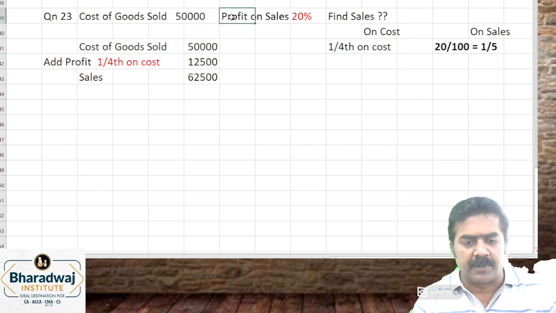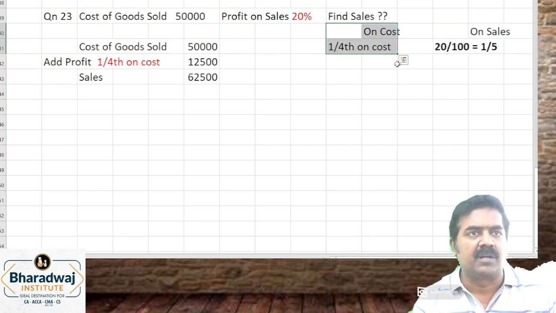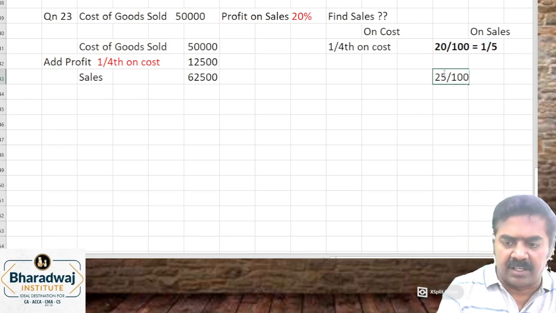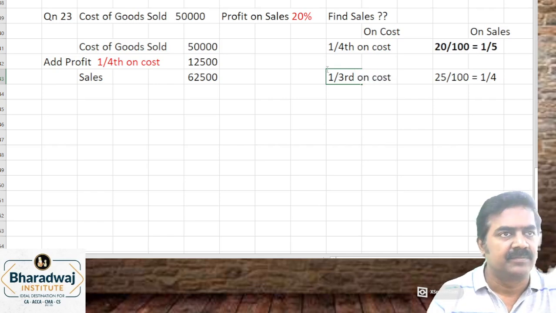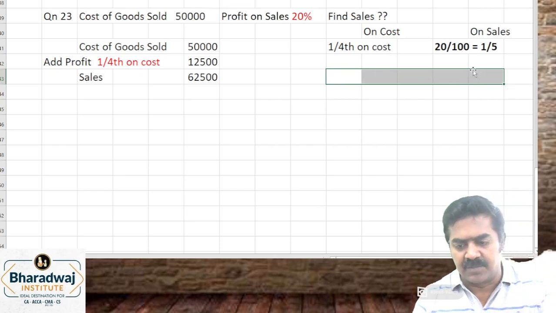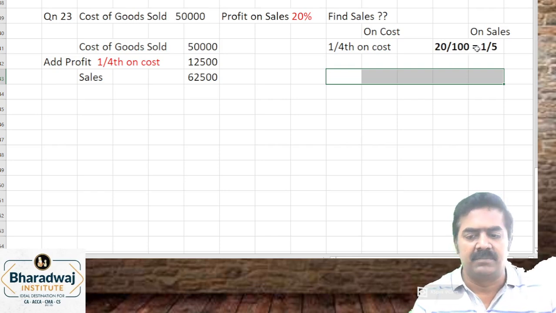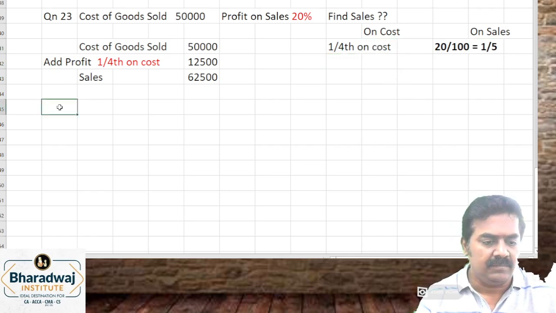Wait. Why are we converting? Cost is given, but profit is given on sales. So profit on sales 1/5. Now on cost it will become what? 1/4. Suppose profit on sales 25% was given, what would you have done? 1/4 on sales, you would have converted it to 1/3 on cost. This is reverse conversion. Because from sales to cost you have to come, what will you do? From sales to cost when you have to come, selling price minus profit will give us what? Cost.